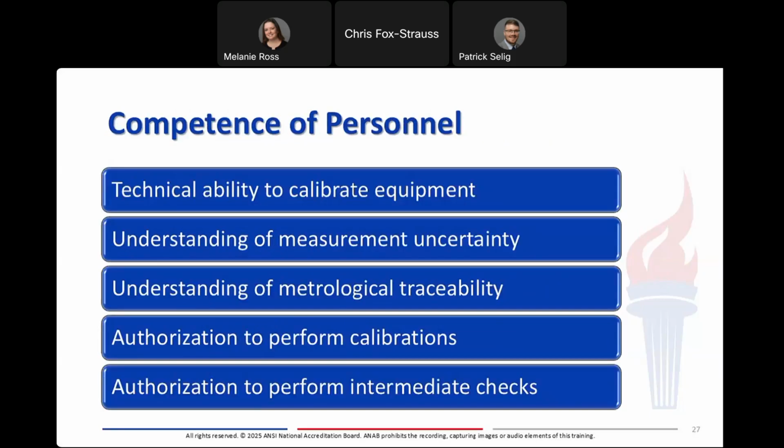When looking at competence of personnel, there are some considerations to keep in mind. Personnel involved in in-house calibration should have the technical ability to calibrate equipment, as well as an understanding of measurement uncertainty and metrological traceability. Additionally, personnel must be authorized to perform calibrations and to report the results of those calibrations. And finally, authorization to perform any intermediate checks.